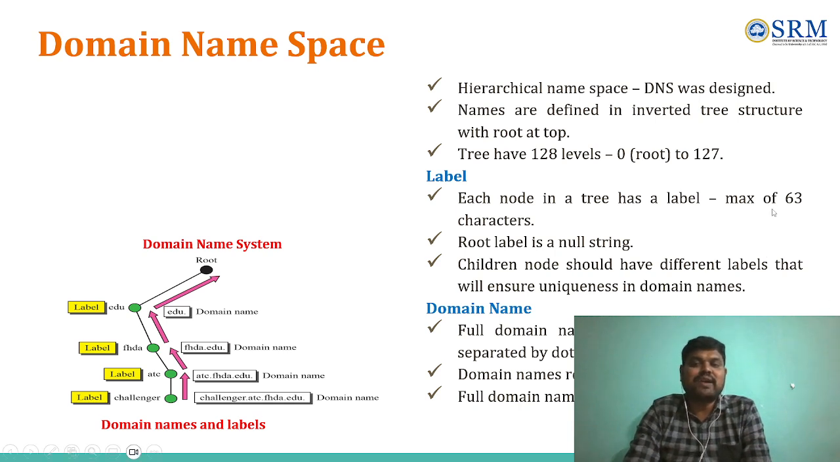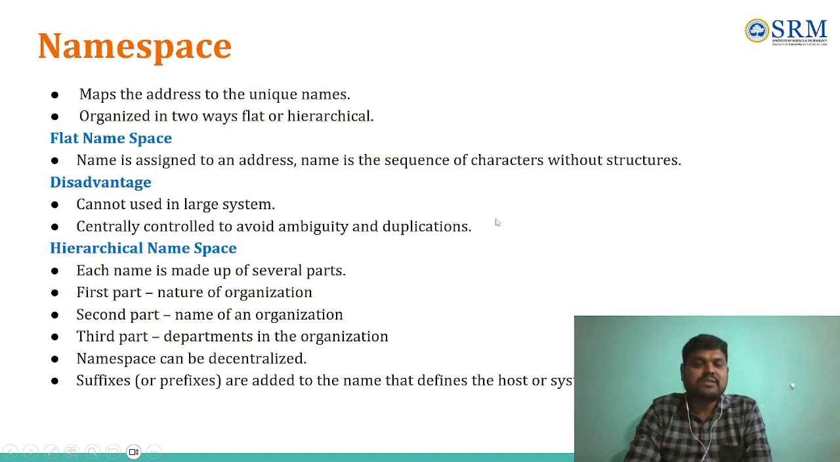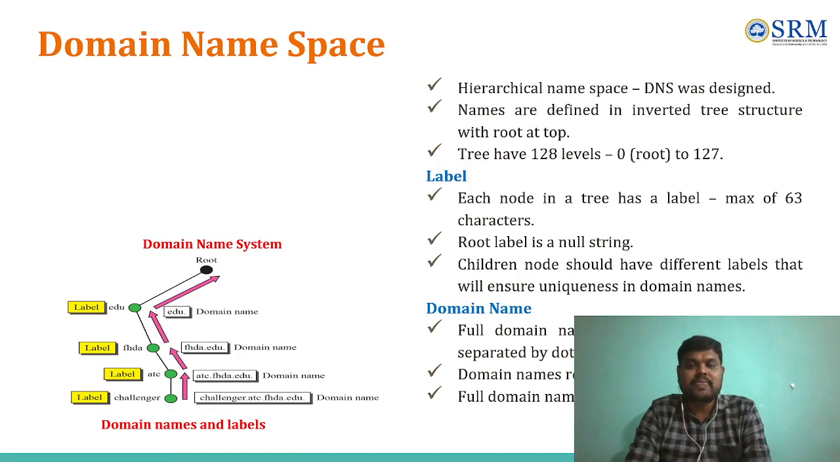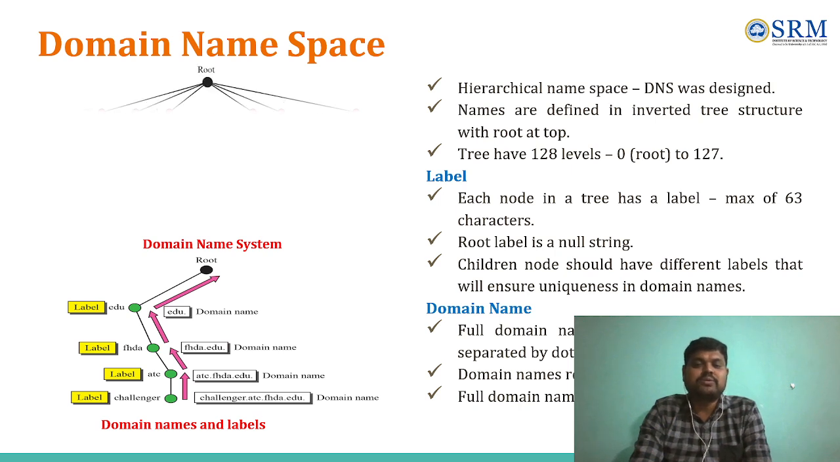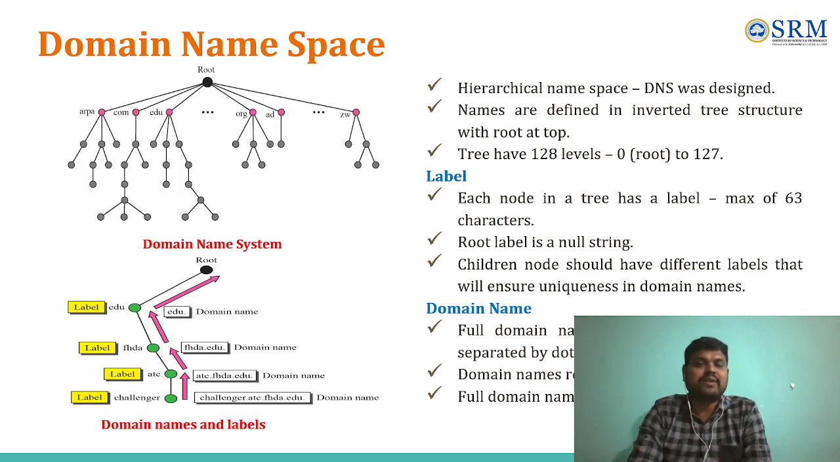The names are defined in an inverted tree structure with the root at the top. As I said, the first name represents the nature of the organization, the second the name of the organization, the third the department of the organization, and it ends with a null string. A full domain name is a sequence of labels separated by dots, and it ends with the root. We have different types of namespaces.